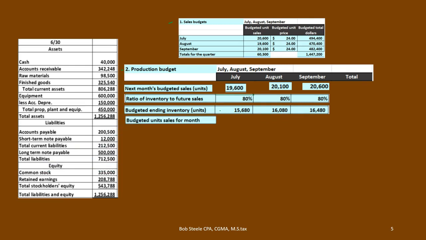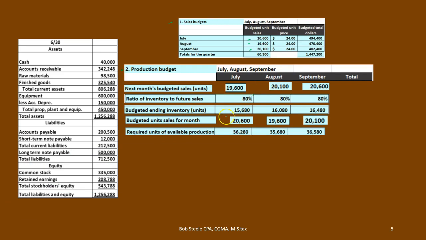And then we're going to say the budgeted unit sales. We're just pulling these down. There's the 19.6, there's the 20,100. That's what we're going to actually sell during the period. So we're going to take what we want in the ending inventory plus what we think we're going to actually sell. That's how much we're going to need. That's the units available, the units that we would need to produce if we didn't already have some in there from last month.